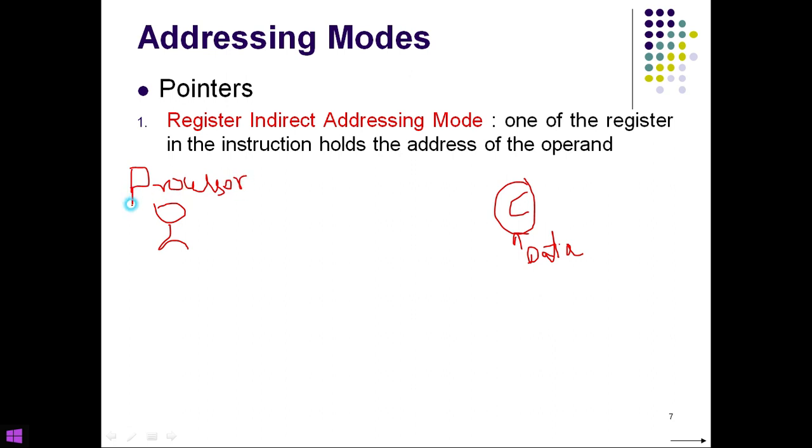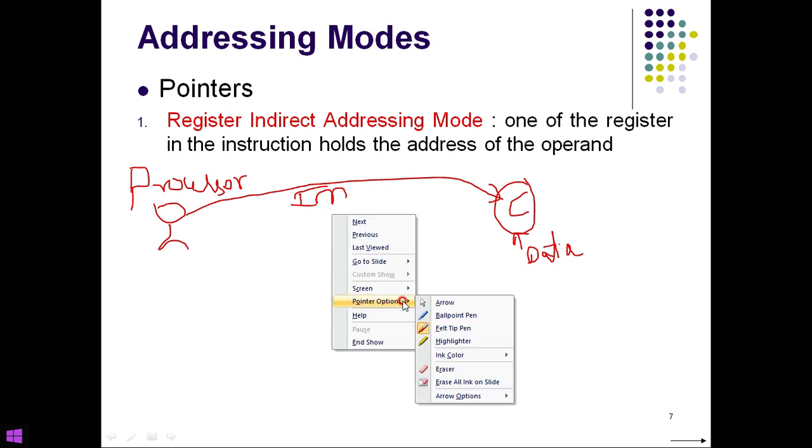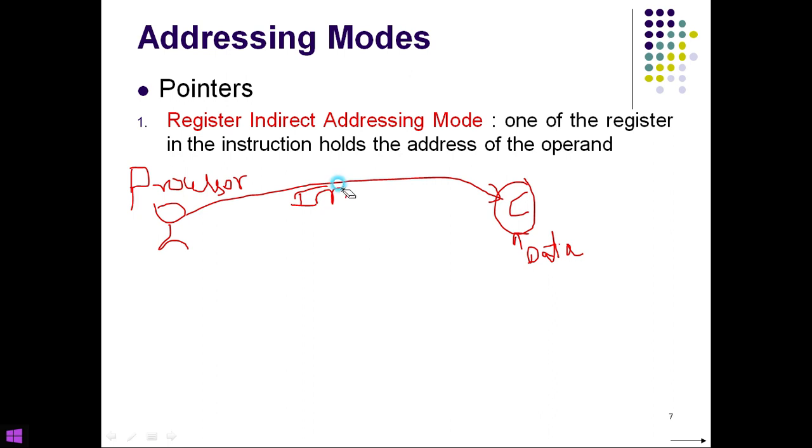Now what could be the various ways of getting this data? Data here is chocolate. The processor here is nothing but me. Now what could be the different ways? One way is that I will directly go and take this chocolate. This becomes your immediate, wherein this data is being directly fetched by the processor.